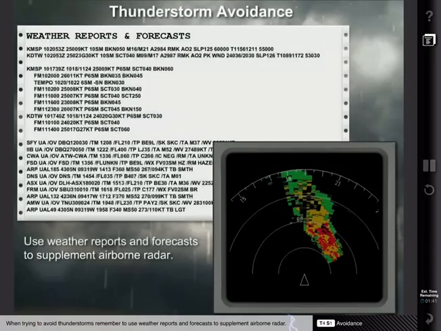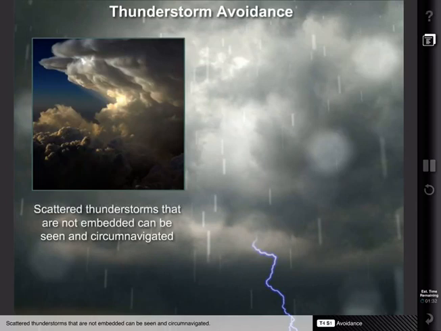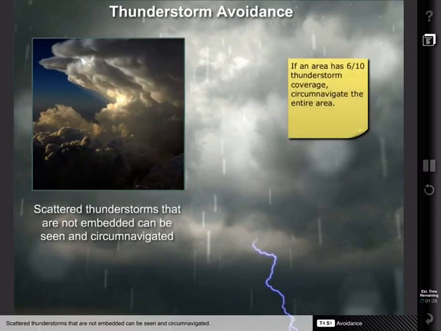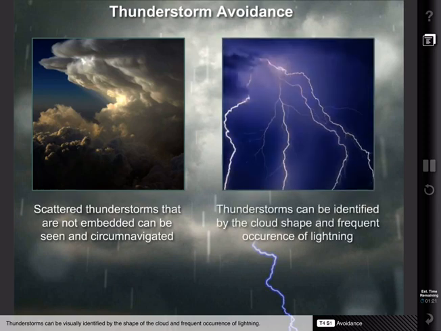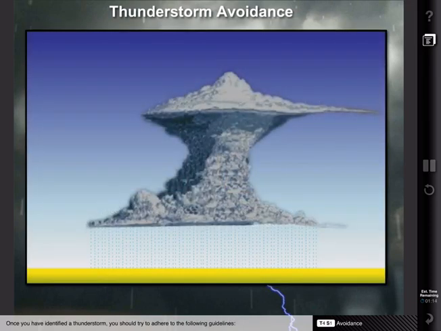When trying to avoid thunderstorms, remember to use weather reports and forecasts to supplement airborne radar. Scattered thunderstorms that are not embedded can be seen and circumnavigated. Thunderstorms can be visually identified by the shape of the cloud and frequent occurrence of lightning. Once you have identified a thunderstorm, you should try to adhere to the following guidelines.